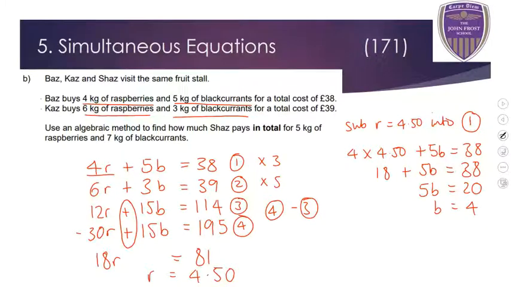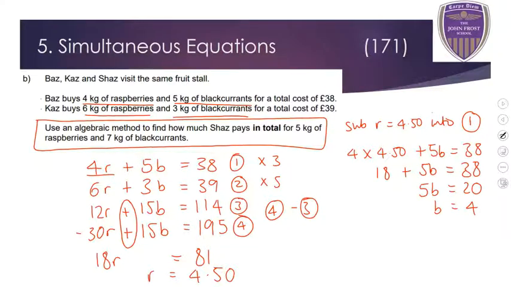Right, so that's just solving the equation, but on this question there's a little bit extra for us to do as well, so make sure you read it carefully. So use the algebraic method to find how much Shaz pays in total for 5 kilograms of raspberries and 7 kilograms of blackcurrants. Well, now that we know the price of each of them, 1 kilogram of raspberries is £4.50, 1 kilogram of blackcurrants is £4.